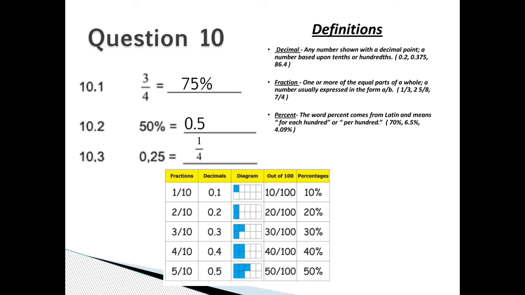Your answer for 10.1, 3 over 4 is equal to 75%, and 10.2, 50% is equal to 0.5, and 10.3, 0.25 is equal to 1 over 4.